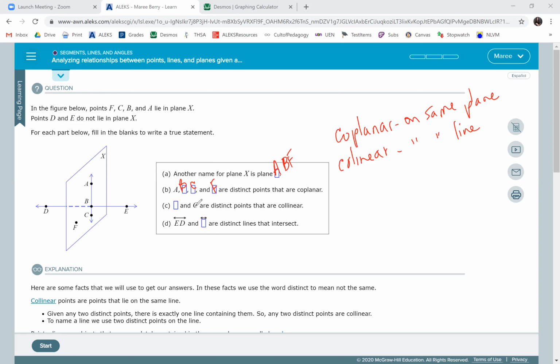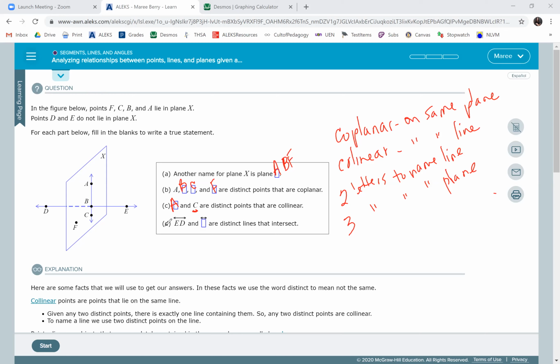Now we want a point that is with C but on the same line. So I can pick A or B, but because it's a point, we just want one of them. It doesn't matter which. Now when we name a line, we need 2 letters to name a line. And to name the plane, it's 3 letters, which we did earlier.